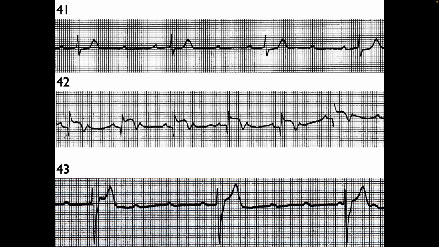Okay, what you got? I said third degree. Good. That's all we have to say. Anybody questions on this one? Just third degree.